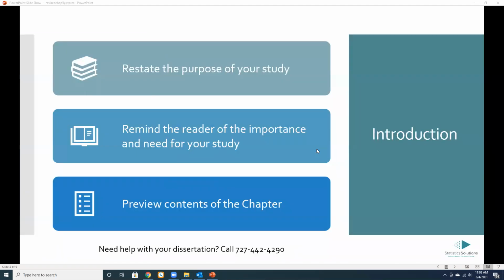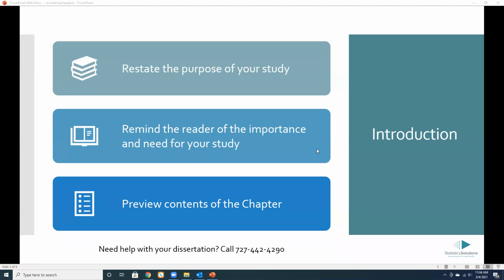So, introduction. Just like any other chapter, the purpose of the introduction in the discussion chapter is to reorient the reader about the study and preview what's going to come up in the chapter. So it's always helpful to get started by restating the purpose of your study, and reminding the reader of why you conducted your study, why it was necessary and important, the need for your study. You can also preview the contents of the chapter if you want to.